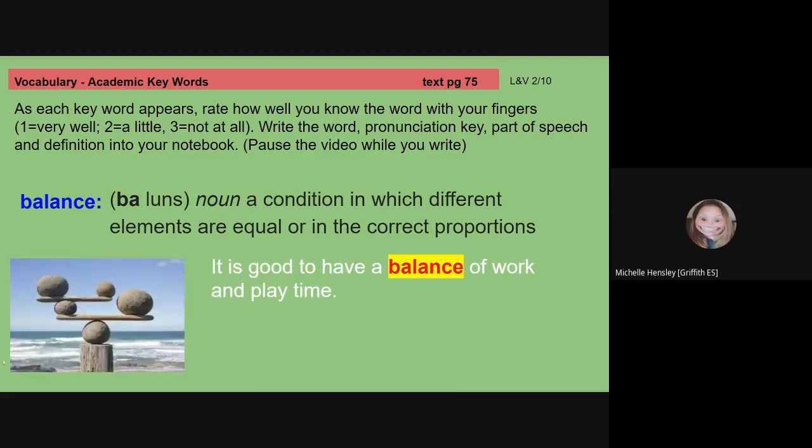And you can see that we have a lovely picture of some balance of sticks and rocks. It's good to have a balance of work and playtime. Miss Hensley's not very good at balance yet this year. Trying to get there, but there's a lot of work, man. So balance: a condition in which different elements are equal or in the correct proportions. It's good to have a balance of work and play. You only need to write the word, the part of speech, and the definition. This is a long one, so if you need to pause the video, go ahead and do that now. We're going to move on to the next word.